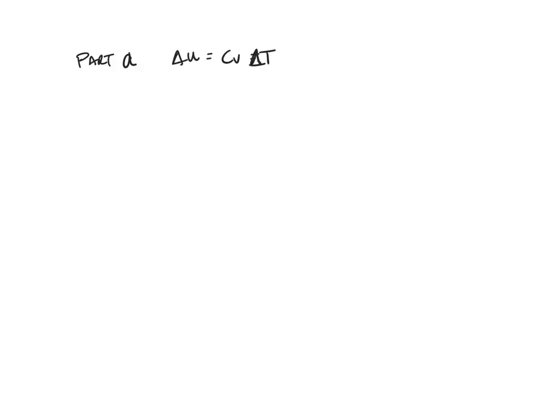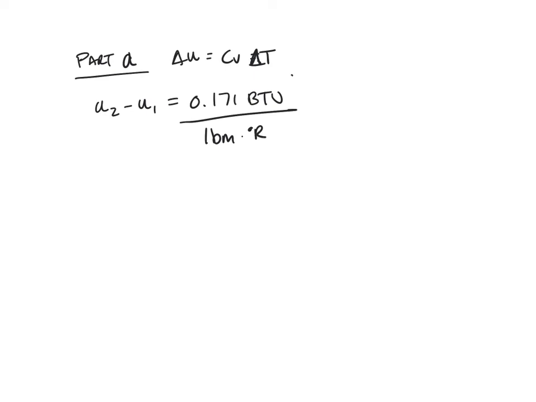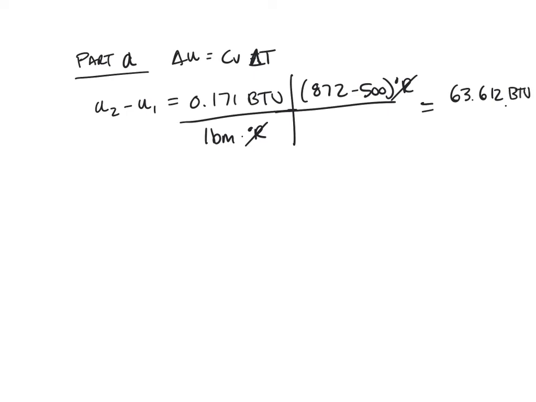So for part A, this was the part where we assumed constant specific heat, delta U equals C sub V delta T, and we looked up C sub V. So we can calculate this. U2 minus U1 is equal to 0.171 BTU per pound mass, degrees Rankine. And this was the specific heat that we looked up in the back of the book. And then 872 minus 500 degrees Rankine, and that should give us BTU per pound mass. So this is 63.612 BTU per pound mass.